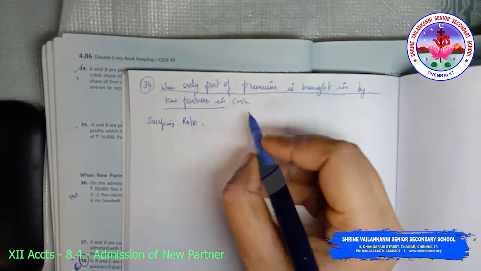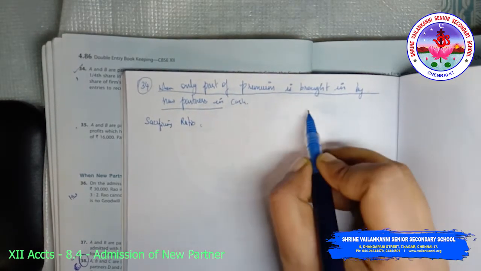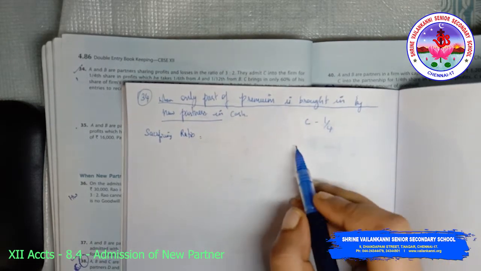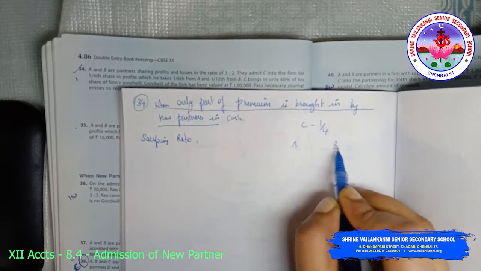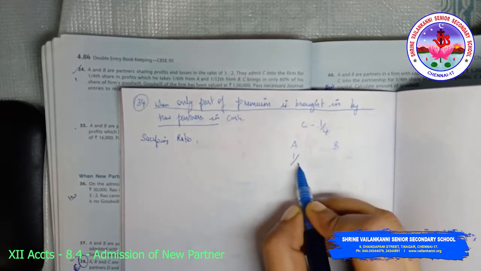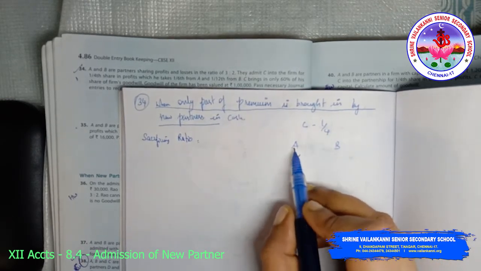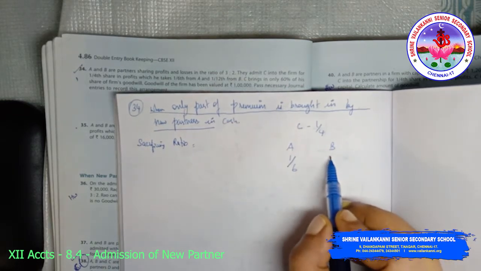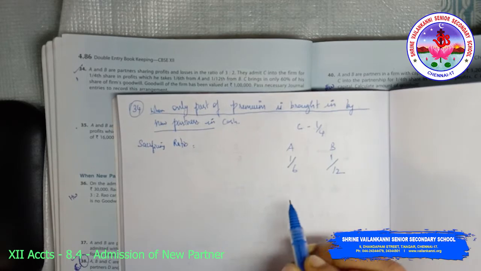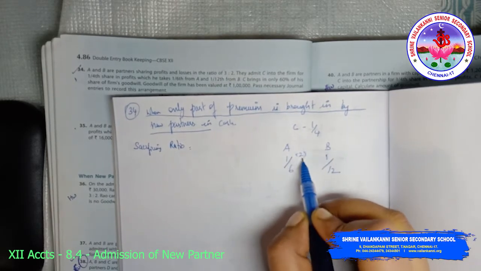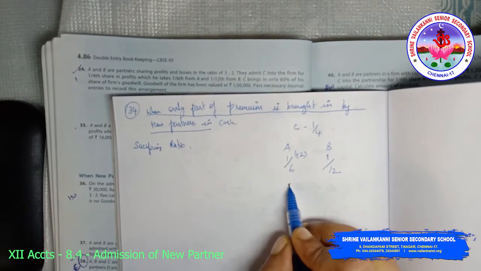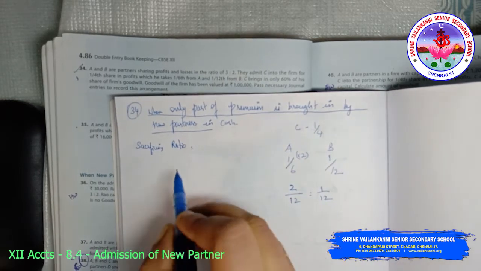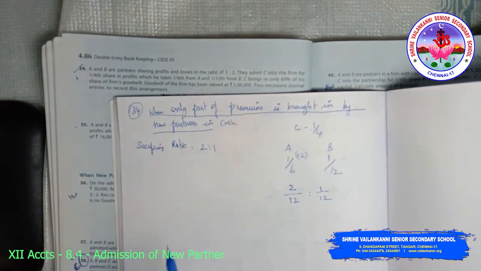See, it is being given clearly. C is to be admitted for 1/4 share, which he gets from A and B: 1/6 from A. So the sacrificing share of A is 1/6 and the sacrificing share of B is 1/12. To equalize this, I am multiplying 1/6 by 2, so 2/12 is to 1/12. So the sacrificing ratio is 2:1.